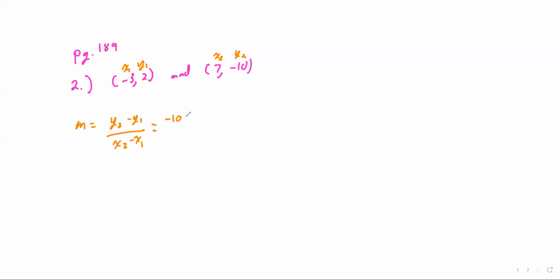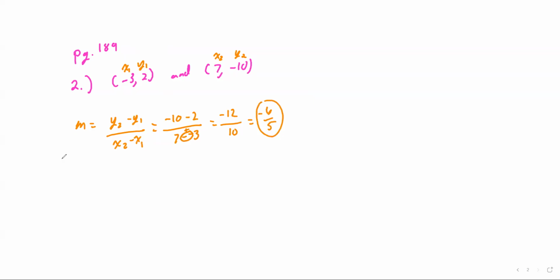So we get negative 10 minus 2 and 7 minus negative 3. Negative 10 minus 2 gives you negative 12. Two negatives make a positive, so 7 plus 3 is 10. And then simplify when you can. So this would be simplified by 2, so this would be negative 6 over 5. And there's your slope. All right, let's do some more.